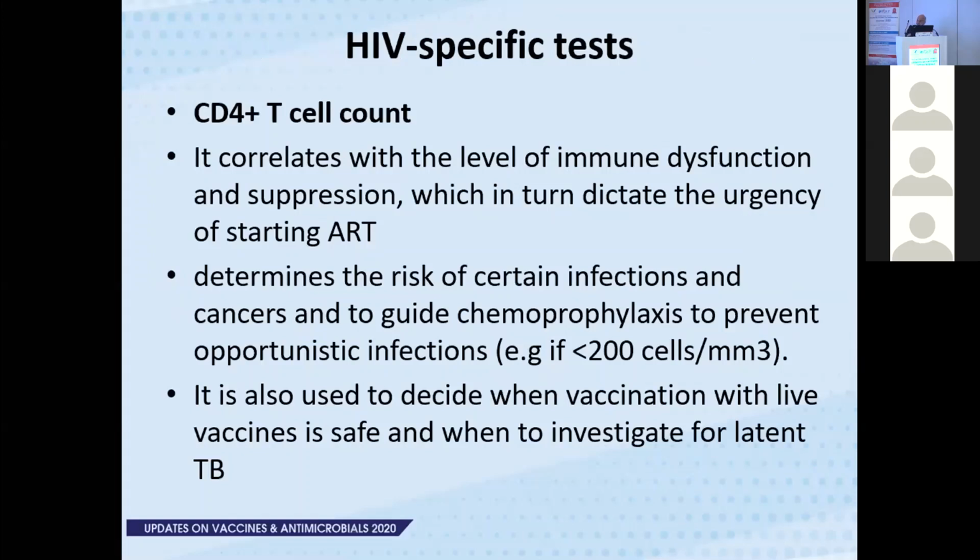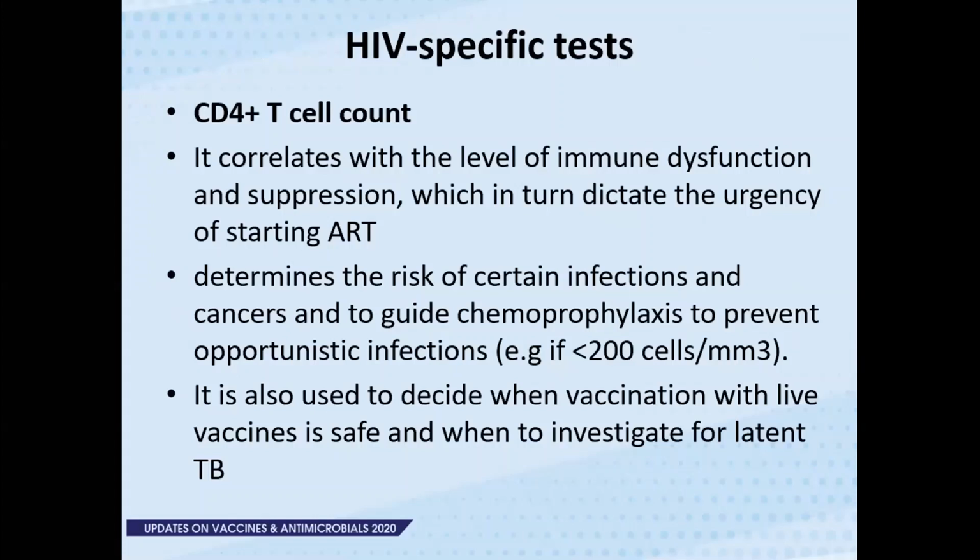Now, moving to the second part, which are HIV specific tests. The first is the CD4 T-cell count. It is necessary and significant because it correlates with the level of immune dysfunction and suppression, which in turn determines the urgency of starting ART. As Dr. Michel mentioned, test and treat.